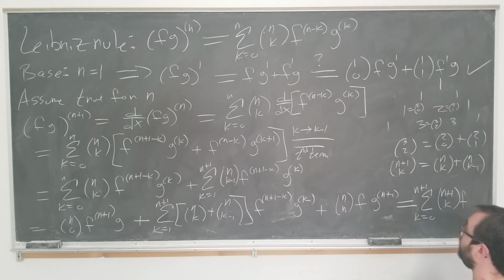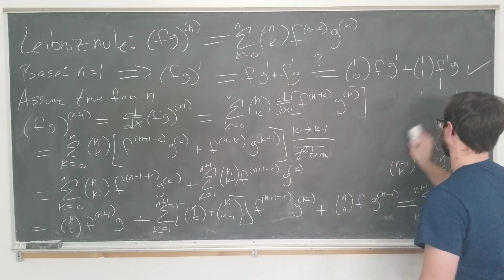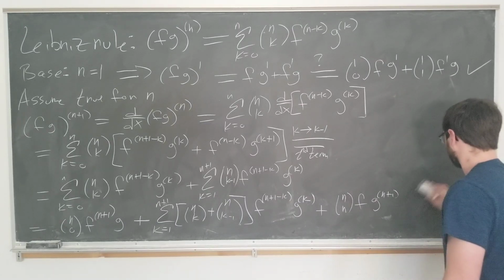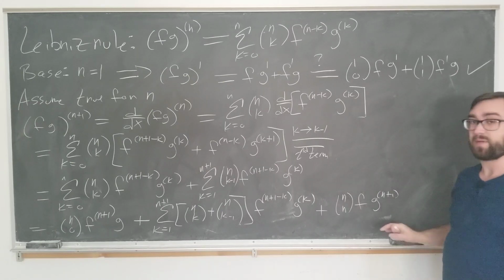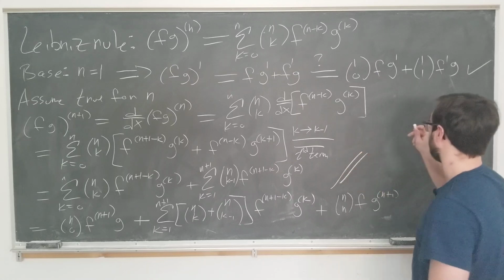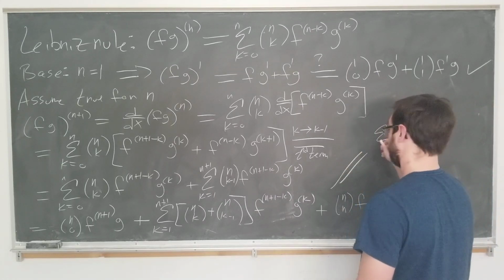f. I'm out of room again. This proof is just too long. I need more boards. If anybody wants to give me some more boards as a gift, I'll be happy to accept them. Okay, final step.